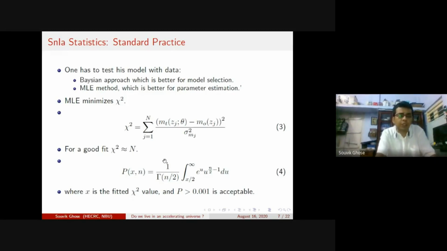A more formal way of determining a good fit is to calculate the p value. If x is the best fitted chi-square value, then for this x and for n degrees of freedom, the p value is calculated, and if the p value is greater than 0.001, the fit is said to be acceptable. But of course, you can vary this 0.001. If you want to be more accurate, you can take it to 0.0001, or if you want to relax the criteria a bit, you may consider 0.005. But 0.001 is a very standard acceptability criterion.